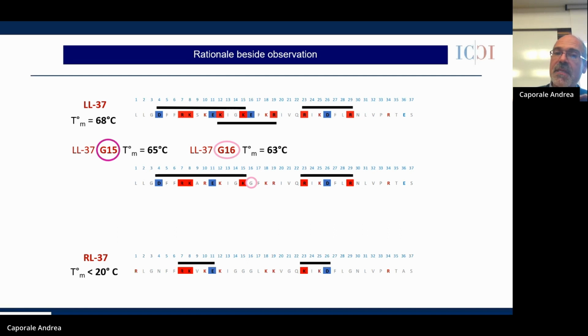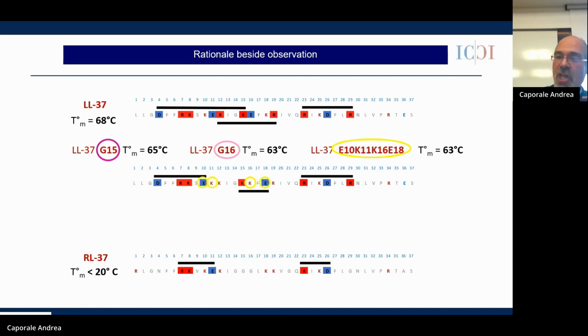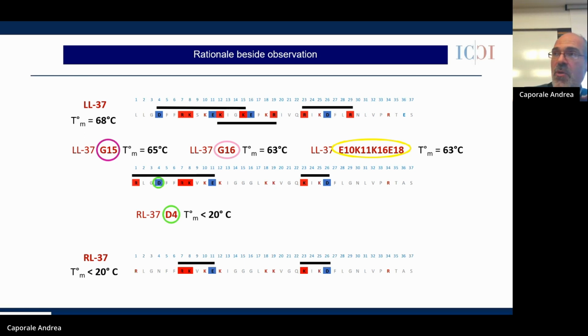For G16, we still see this effect, and the network is reduced. When we change it, we maintain three positions, three zones where the salt bridge is, but it is not so stable, it's not knocked, and we have a low temperature. When we introduce the position D4, we do not have any effect.